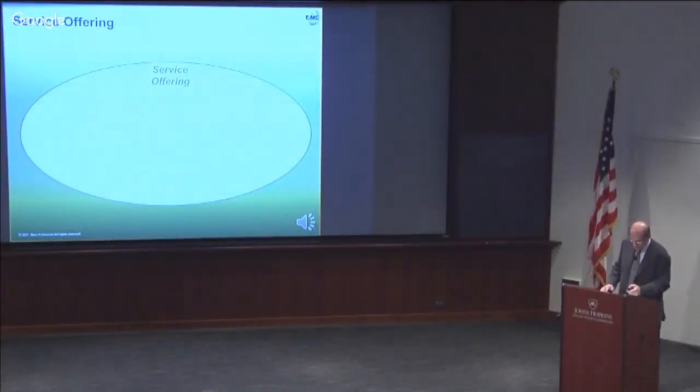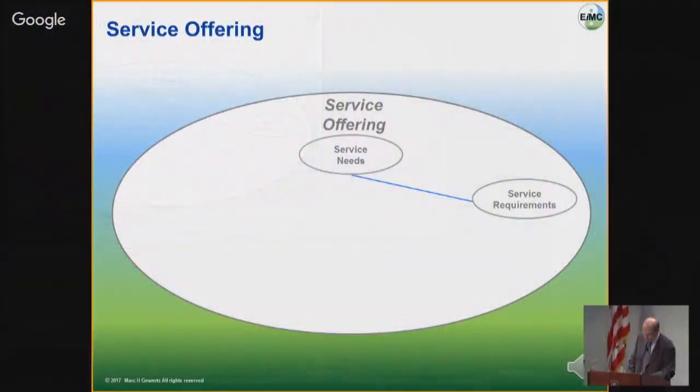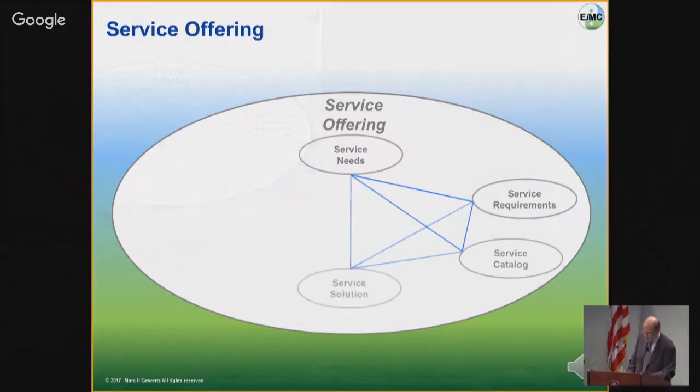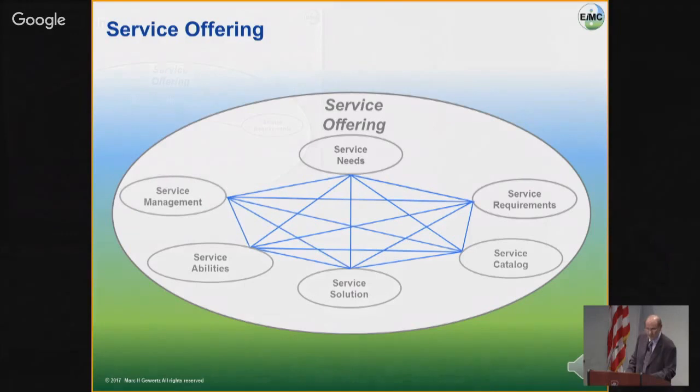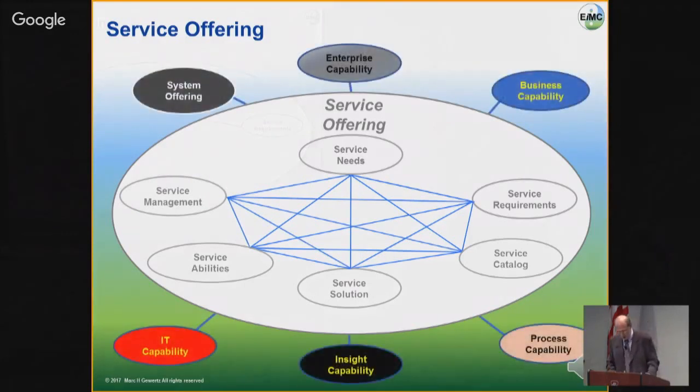And finally, through time, the service offering functionality transforms into a service offering capability, a systematic ability to satisfy the need for services for a customer through needs for what the service offering has to accomplish, requirements for the service offering, a catalog of the services needed for the service offering, a solution for the service needs, the abilities of the operating service, and the management of the service offering capabilities, with the capability interconnected with all other capabilities.